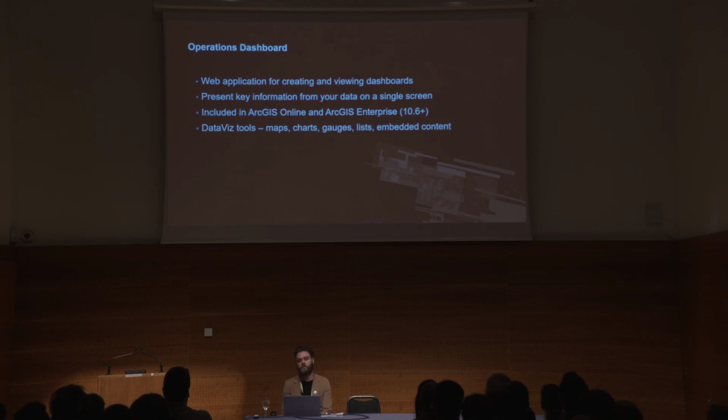That's really useful for stakeholders who maybe don't have the time or the will to go perusing through maps and web applications and attribute tables and all that great stuff that we like. It's good for them. Gives you that common operational view of your data that we're always after. So again, Operations Dashboard included out of the box in ArcGIS Online and ArcGIS Enterprise at version 10.6 or later. Of course, you're all on 10.71, so that's no problem at all. And in addition to maps, as you might expect, we have some other tools such as charts, gauges, lists. We can even embed content, so you could embed a web application into your dashboard if that suits your purposes. So all kinds of great tools.